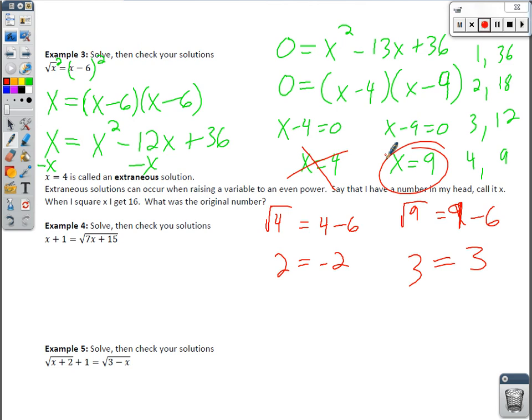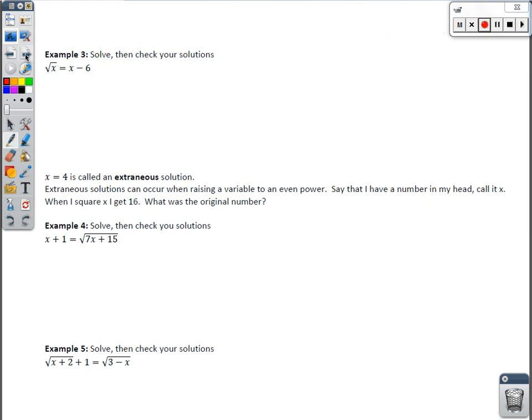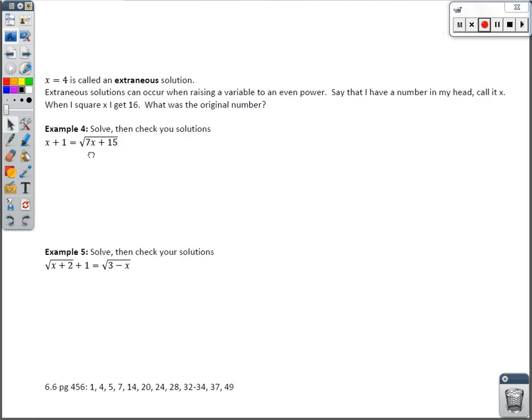All right, let's do another one of these. Example 4 here. This is another one where we might get an extraneous solution. So we're going to have to check them after we do the math here. So we'll square both sides to get rid of the square root. Again, I'm going to zip through this foiling of the x plus 1. So we're going to get x squared plus 2x plus 1. And on the right side, 7x plus 15. So the square root just goes away.